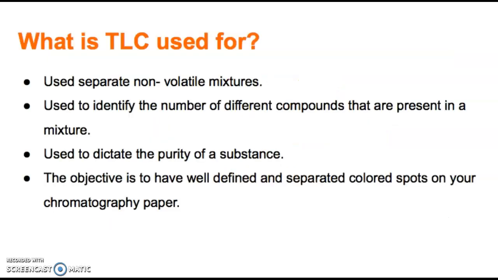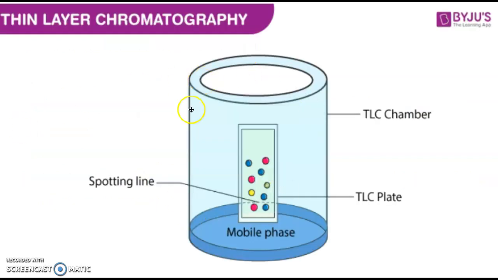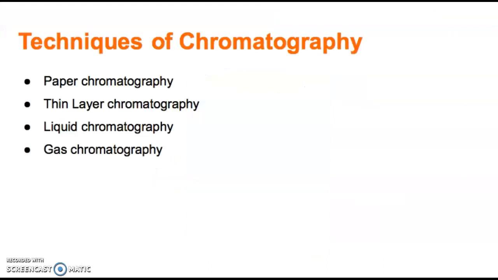So what is TLC used for? TLC is used to separate non-volatile mixtures to identify the number of different compounds present in a given mixture and to determine the purity of a substance. The main goal of TLC is to have defined and separated colored spots on the chromatography paper. This photo is an overview that I'm going to go into later in the slides, but I just wanted to show a picture of what TLC would look like.